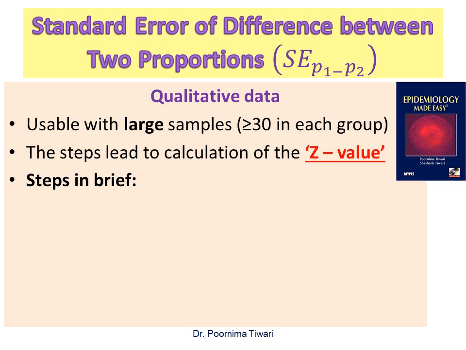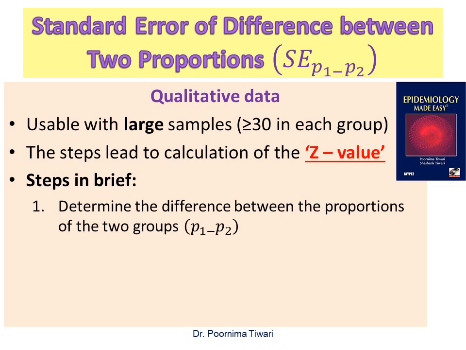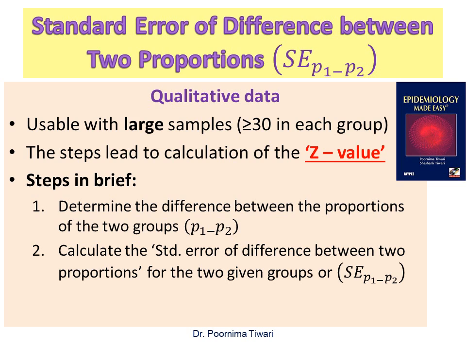Steps of the test in brief. First, we determine the actual difference between the proportions of the two groups, P1 minus P2. For example, one group has obesity prevalence of 25% and the other group has an obesity prevalence of 20%. The difference between the two proportions is 5. Next, we calculate the standard error of difference between two proportions for the given two groups. The steps in detail will be discussed in a separate lecture on the individual tests.